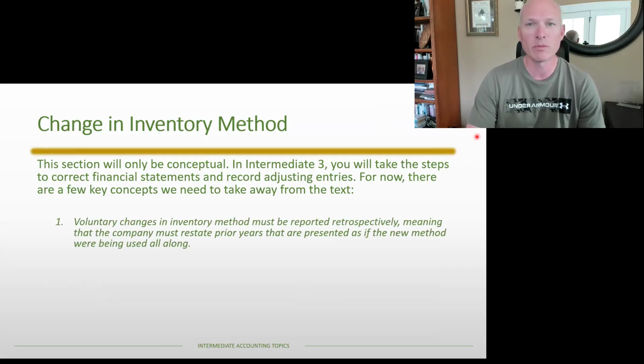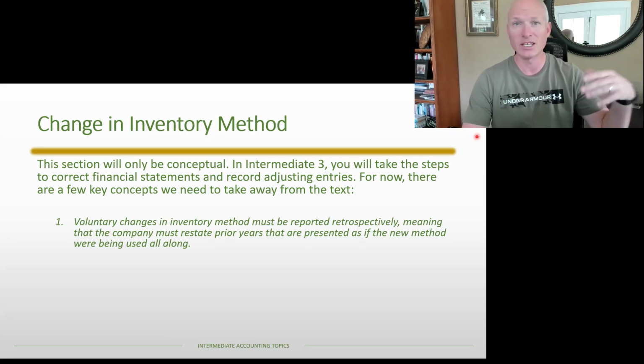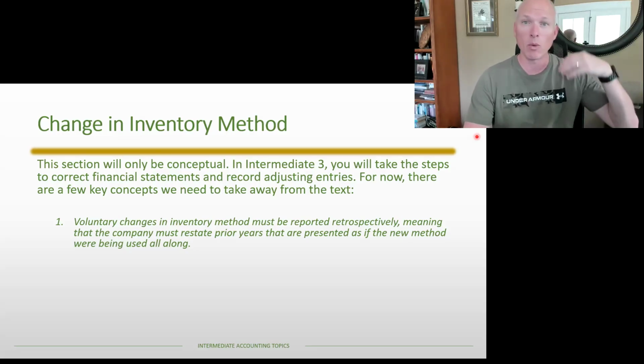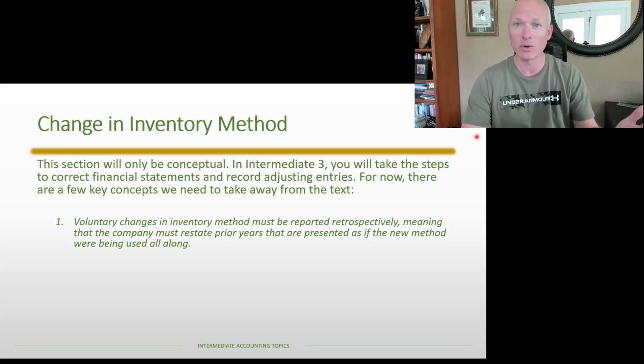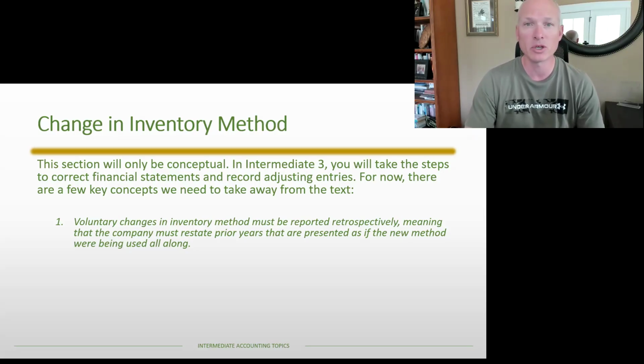Anytime there's a change in inventory method, if it's voluntary, you do have to report that retrospectively, which basically means you have to restate prior years as if you were using the other inventory method. So let's say you've been using LIFO for the last 5 years, and all of a sudden you say, "Hey, I'm going to switch to FIFO. I'm voluntarily changing to FIFO." You have to go back all the way 5 years and say, "Well, what would my ending inventory have been under FIFO? What would my cost of goods sold have been under FIFO?" And then kind of carry that all the way forward through every year up until obviously the present year when you're going to use the new method.